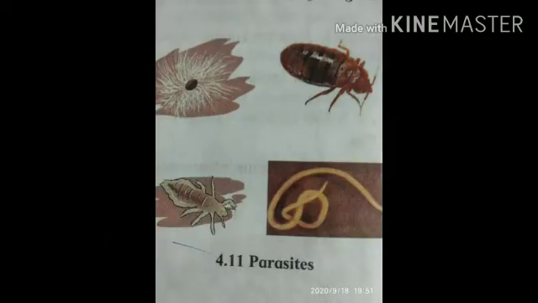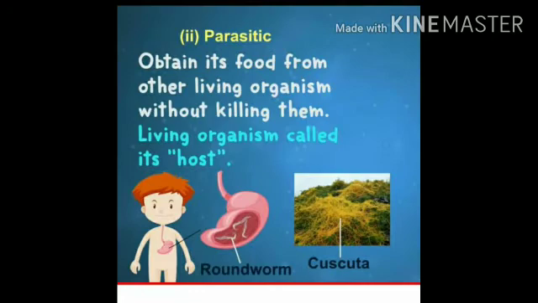For example, bedbug, tick, etc. As you see in this picture, animals like tapeworm and roundworms live inside the body of other animals and obtain their food. This is called endoparasitic nutrition, and these animals are known as endoparasites.